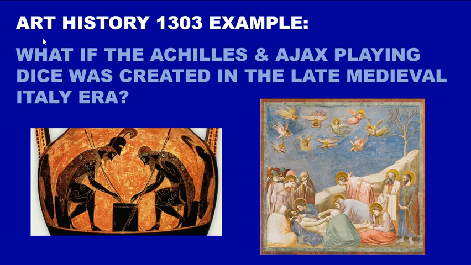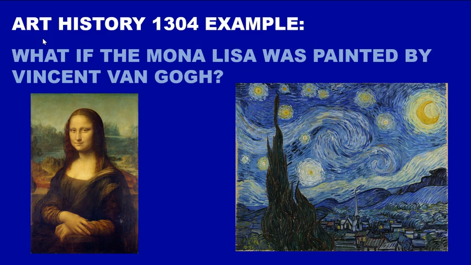So here's an example of what I played around with. What if Achilles and Ajax playing dice was created in the late medieval Italy era? What would it have looked like? So that's kind of what I was thinking of when I did the examples that I'm going to show you in a little bit. That's for 1303. It's pre-Renaissance. For 1304, you might do something like, what if Mona Lisa was painted by Vincent van Gogh?